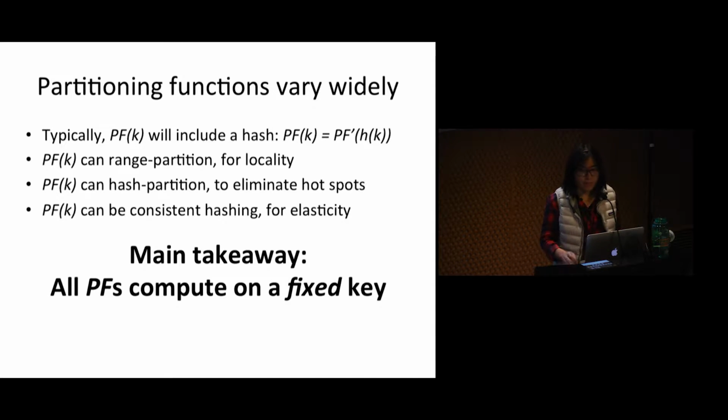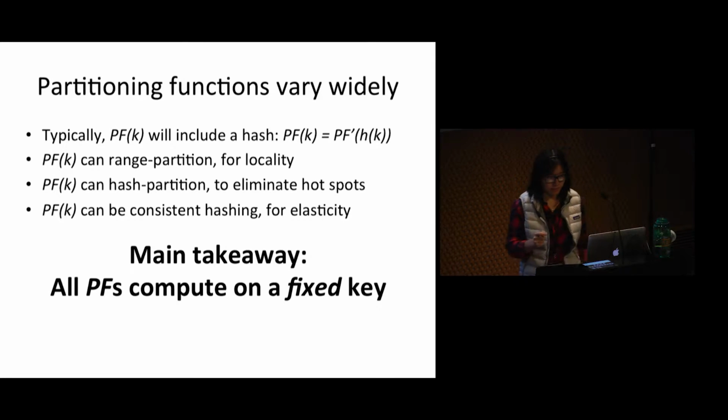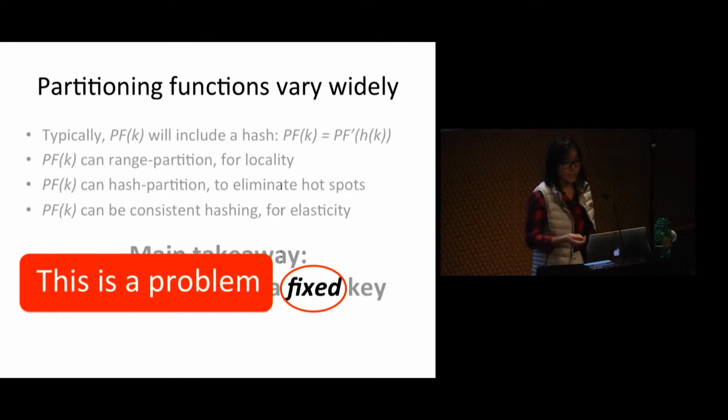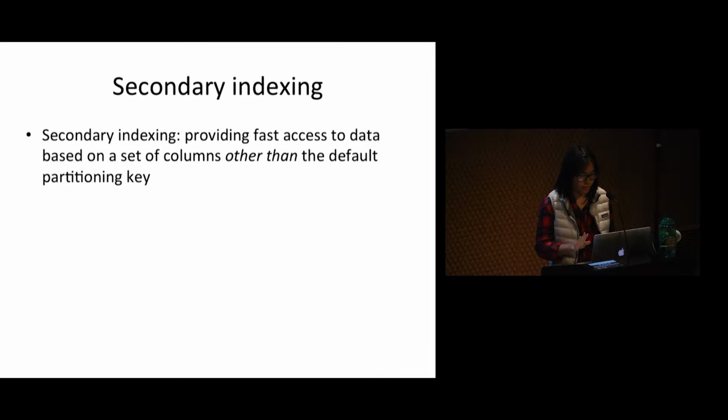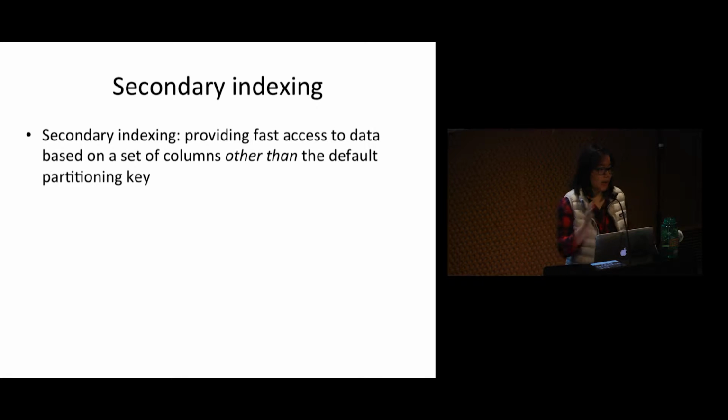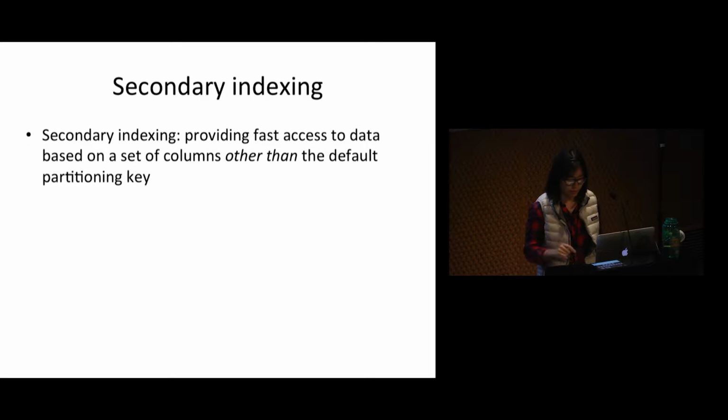And it's a problem because it makes secondary indexing a very hard problem in distributed data stores. And this is the problem we're going to be focusing on in this presentation. So what do I mean by secondary indexing? I know this means a lot of different things for different people, but for the purposes of this presentation, it means providing fast access to data in your data store according to some column or set of columns that doesn't include this default partitioning key that you've used.